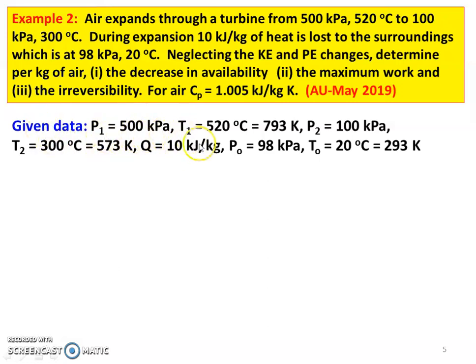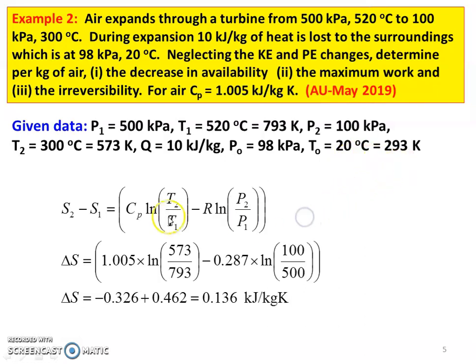P1 equal to 500 kilopascal, T1 equal to 520 degrees Celsius, which is 793 Kelvin, P2 equal to 100 kilopascal, T2 equal to 300 degrees Celsius, which is 573 Kelvin, Q, heat transfer to the surrounding, 10 kilojoules per kilogram, P0 equal to 98 kilopascal, T0 20 degrees Celsius, which is 293 Kelvin. First, change in entropy. S2 minus S1 equal to, since it is a turbine, cp into logarithmic of T2 by T1 minus R into logarithmic of P2 by P1. Substituting, 1.005 into logarithmic of 573 divided by 793 minus 0.287 into logarithmic of 100 by 500.